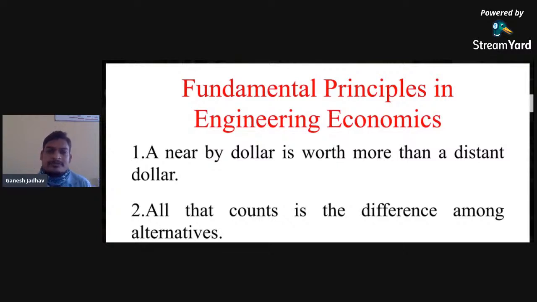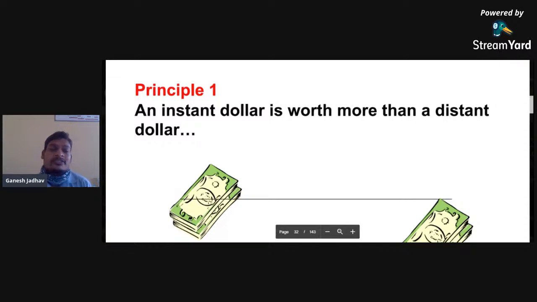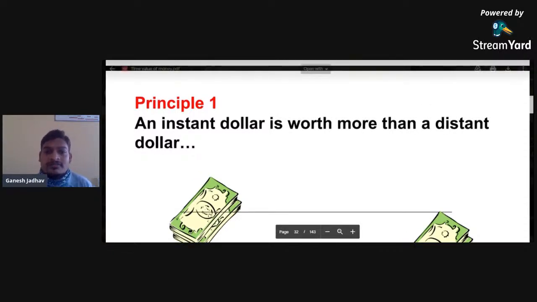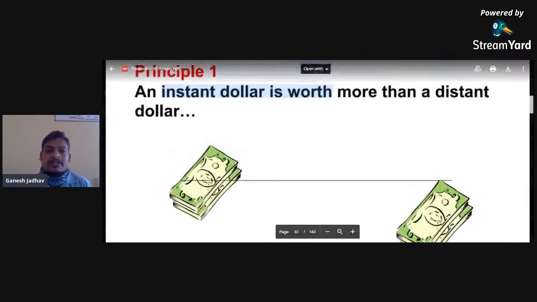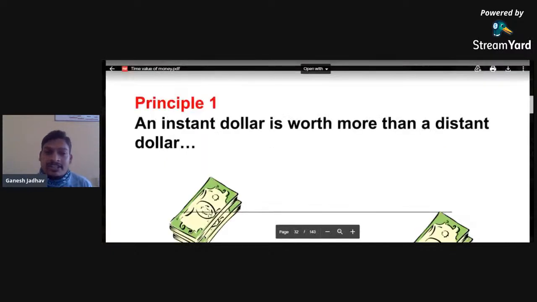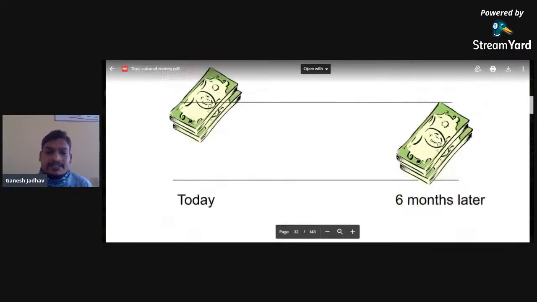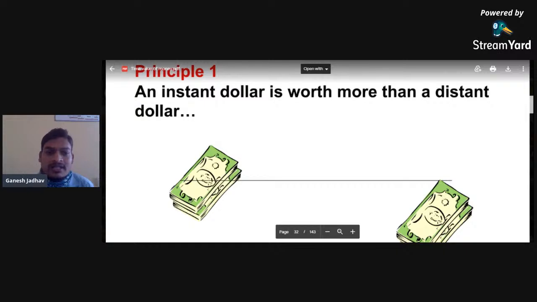So, first principle: what is your first principle? An instant dollar is worth more than a distant dollar. So this is the instant dollar. They say that an instant dollar is worth more than a distant dollar. This is today's value, the dollar value.